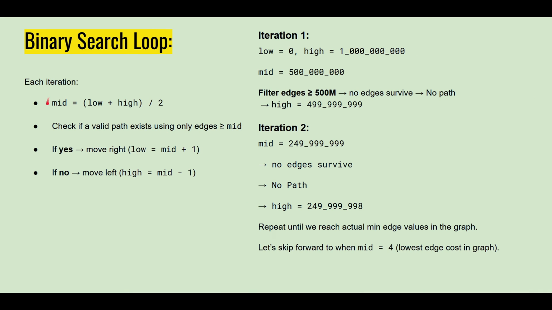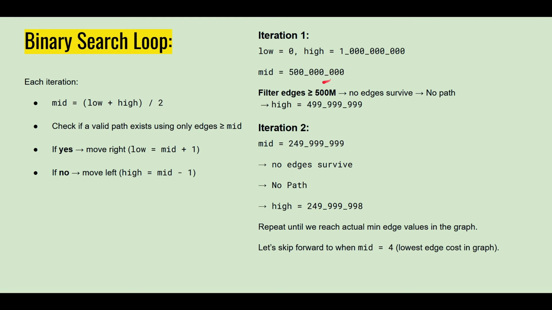In each iteration, mid equals low plus high divided by 2, and we check whether a valid path exists using only edges with cost greater than or equal to mid. If yes, we move right, meaning low becomes mid plus 1. If no, we move left and high becomes mid minus 1. We know that. So let's understand the very first iteration, where low is 0 and high is 10 to the power 9.